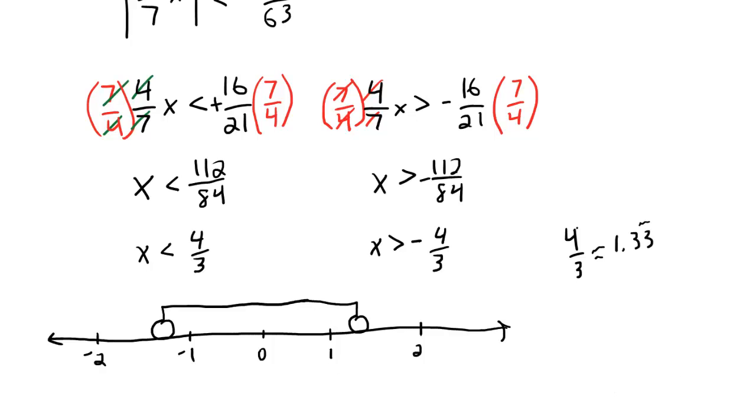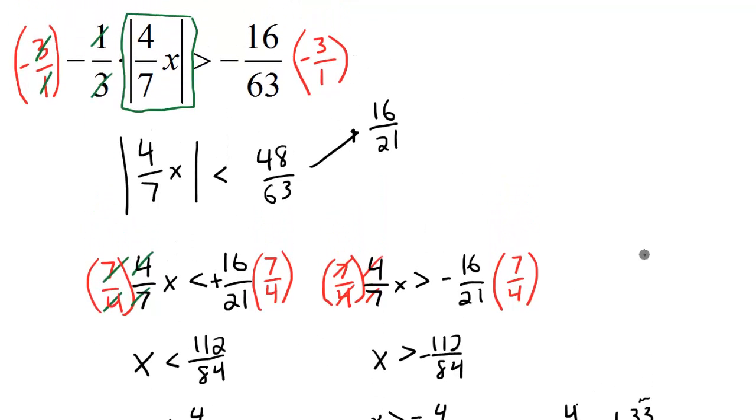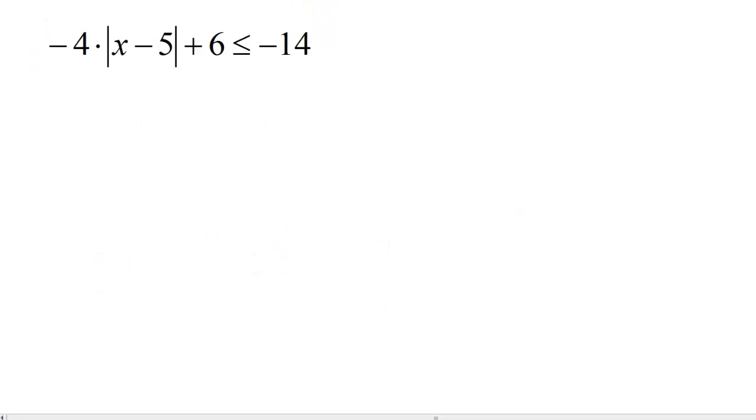So that's how you do that problem. The only thing that's really different with absolute value inequalities compared to absolute value equations is that on the negative version, you always want to flip that inequality symbol. Other than that, everything else is pretty similar. So let's try another problem. We've got -4 times the absolute value of x minus 5, plus 6, which is less than or equal to -14.